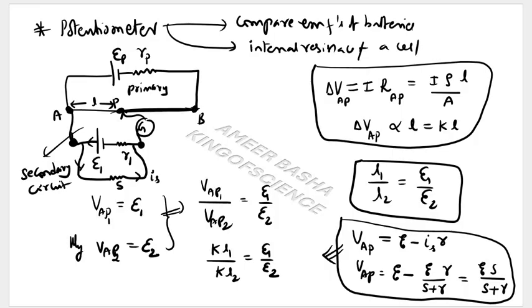Let us see how I can determine it. The first equation I got: VAP1 is equal to K multiplied by L1, which will be equal to E. This is the first equation. The second, when I connect the shunt, the potential difference VAP2 will be equal to what I calculated here, ES divided by S plus R. So now it is K multiplied by L2. K is the constant, as I just explained.